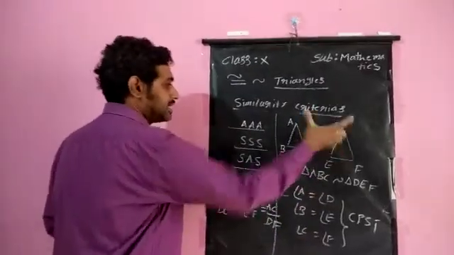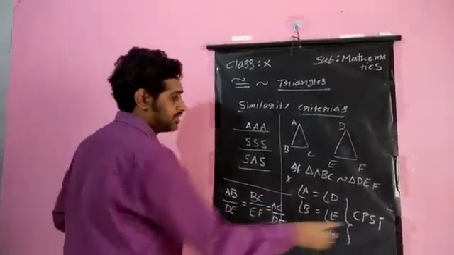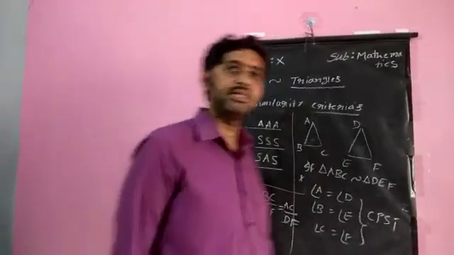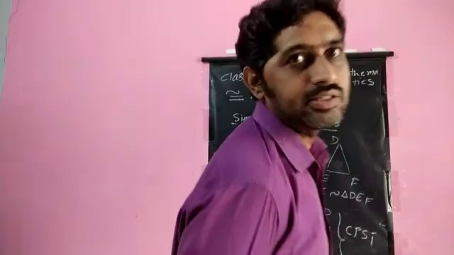If the two triangles are similar, their corresponding angles are equal, their corresponding sides are proportional. How are you saying that? Corresponding parts of similar triangles, like CPCT in congruent triangles. Here in similar triangles, we say corresponding parts of similar triangles.